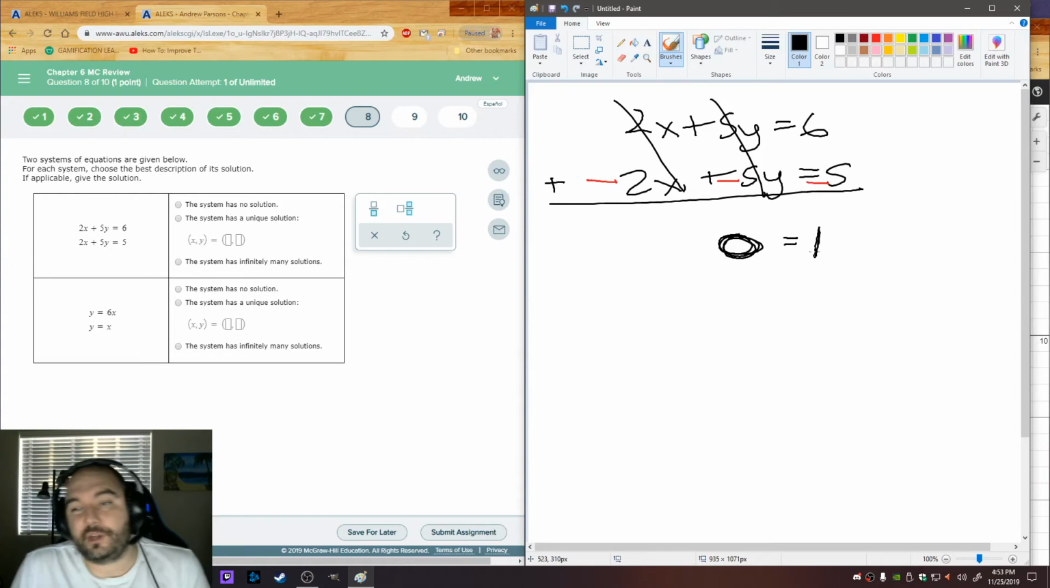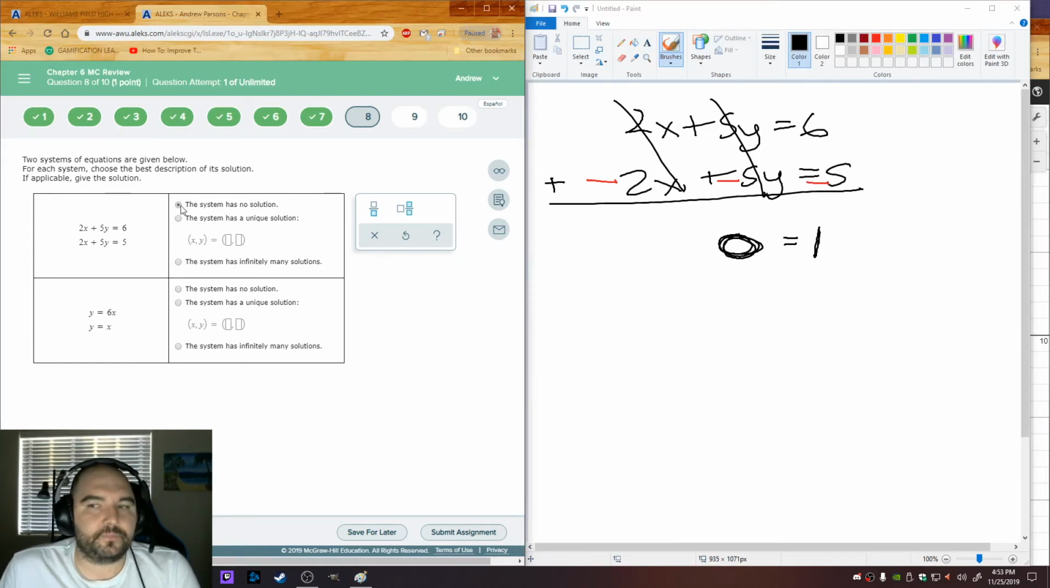Now, there's two situations you get here. When the letters all go away, you either have a true statement or a false statement. And when it comes to these problems, I'm noticing you tend to get 0 on the left side if it happens. So 0 equals 0 is good. That's all solutions, like infinitely many. But in my case, I got 0 equals 1, which is not true. 0 does not equal 1, believe it or not. So that system has no solution.